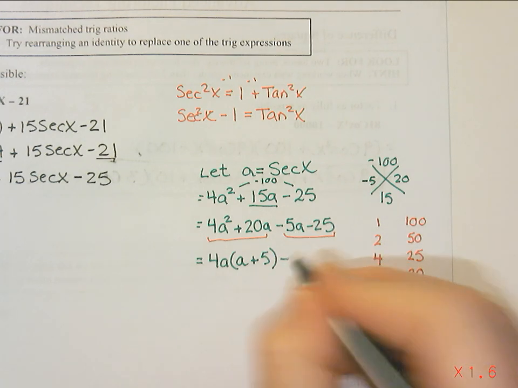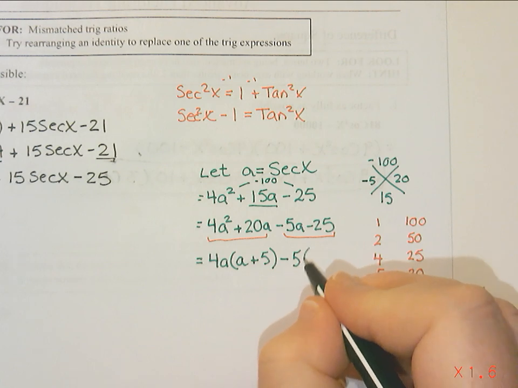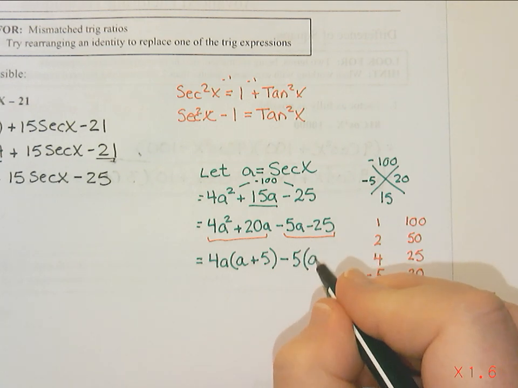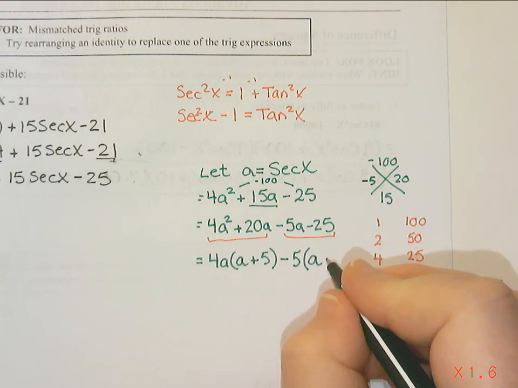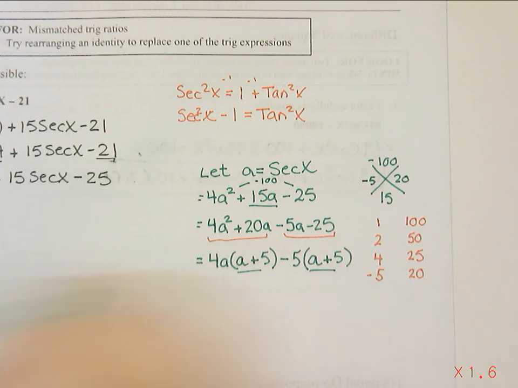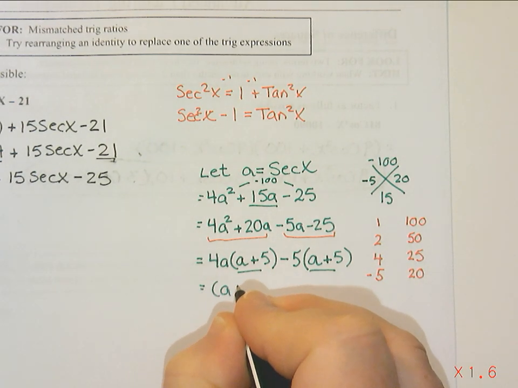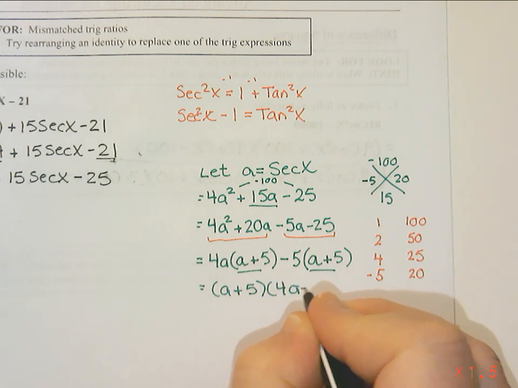Sign always comes from the middle. And then these two both divide by 5. What would I multiply negative 5 by to get negative 5a? A. What would I multiply negative 5 by to get negative 25? That would be positive 5. These two brackets should always be the same, which they are. So this is going to be a plus 5 and then 4a minus 5.